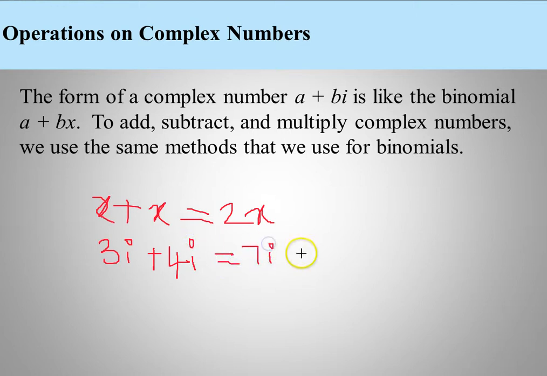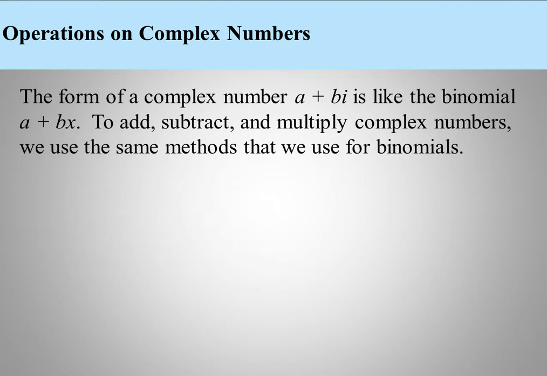You see what I'm saying? You need to treat the imaginary number as an x. So x plus x is 2x, so 3i plus 4i is 7i. Alright, so let's go ahead and look at how things work here.